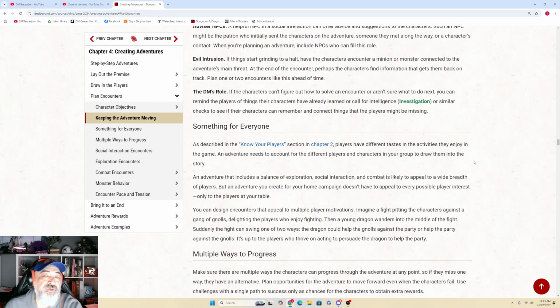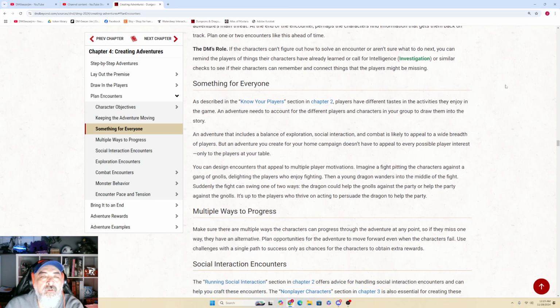When you're planning an adventure, include NPCs who can fill this role. An evil intrusion. If things start grinding to a halt, have the characters encounter a minion or monster connected to the adventure's main threat. At the end of the encounter, perhaps the characters find information that gets them back on track. Plan one or two encounters like this ahead of time.